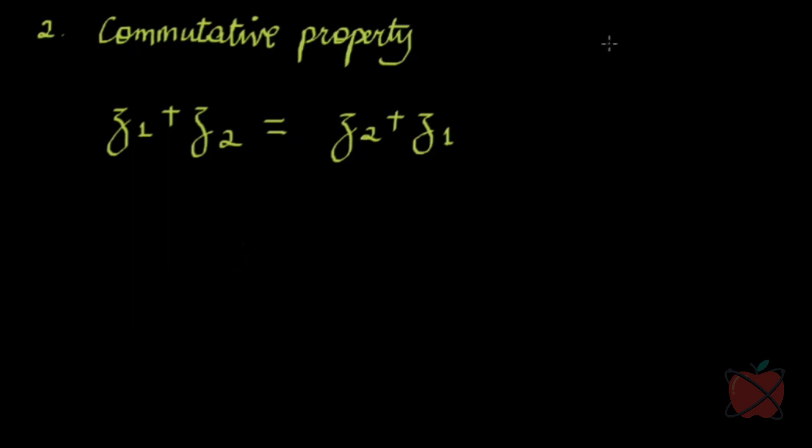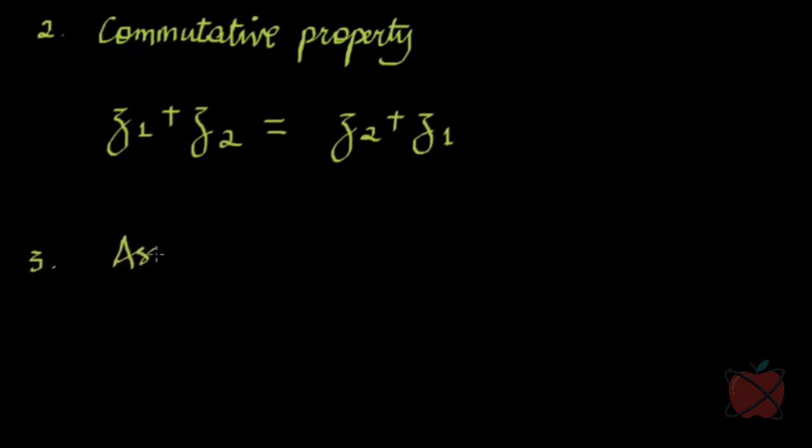Even in real numbers, this property exists. If I take 2 plus 3, I get 5. If I calculate 3 plus 2 as well, I get 5. In both cases, the answer is the same. So this is known as the commutative property.